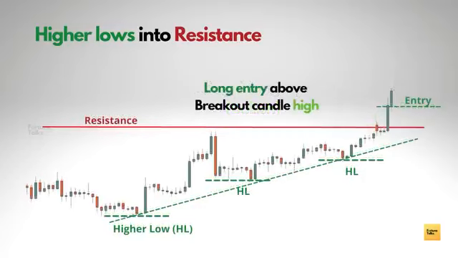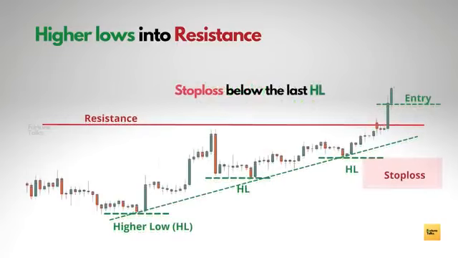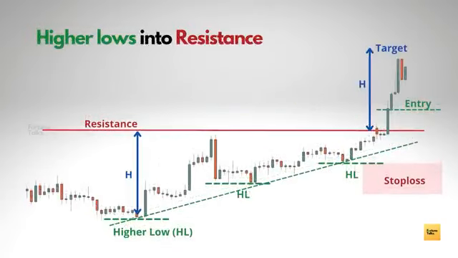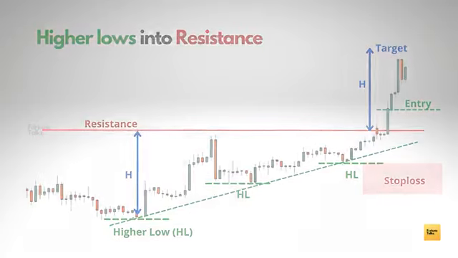The entry should be above the breakout high and your stop loss should be slightly below the last higher low to the resistance level. And finally, your target for the trade should be the next nearest resistance, or it should be equal to the length between the first higher low level and the resistance level projected above the resistance level.